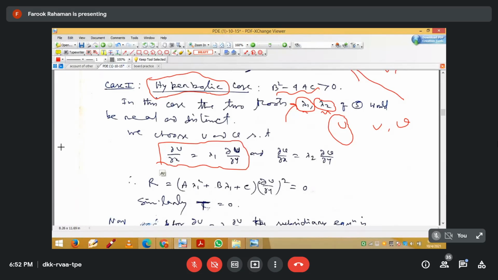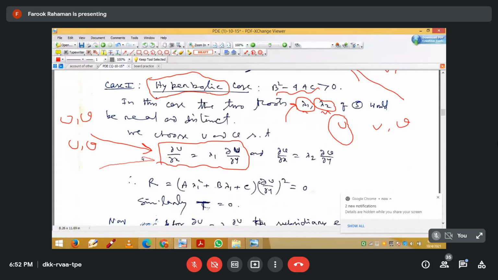because we are interested to find u and v. How can we choose u and v? The person who discovered this type used this one. So you have to remember how to find u and v. In all cases you should choose u and v by using this relationship, that is, the first one, del u del x equal to lambda 1 into del u del y.